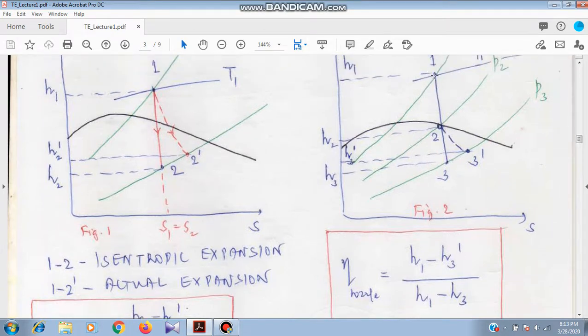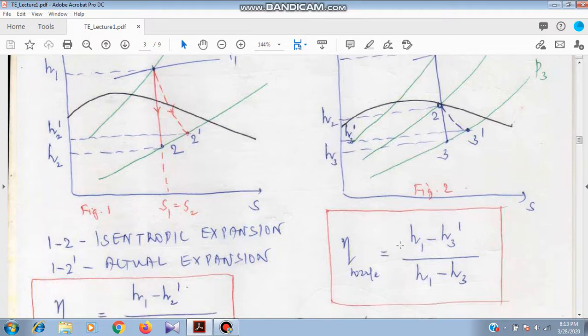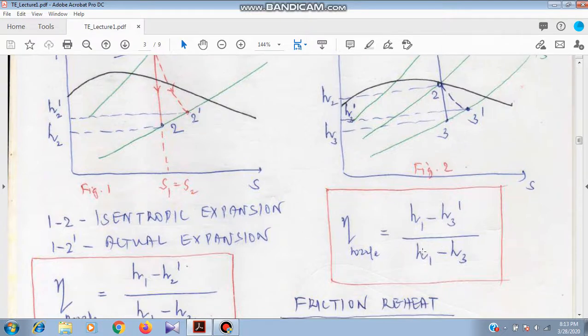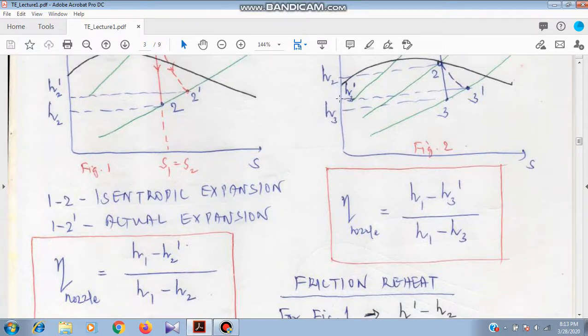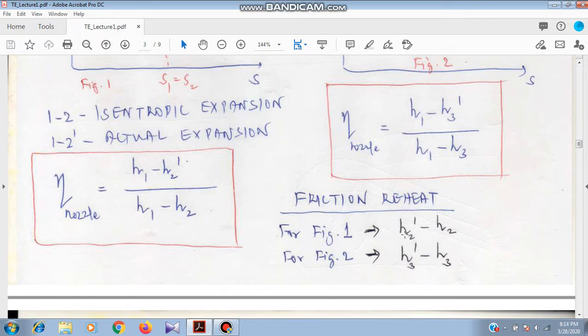And the actual enthalpy drop is H1 minus H3 dash, and the isentropic enthalpy drop is H1 minus H3. So the actual drop H1 minus H3 dash is less. So the lower value is in the numerator. So the nozzle efficiency for a convergent divergent nozzle is H1 minus H3 dash by H1 minus H3. And this increase in enthalpy, that is for a convergent nozzle, it is H2 dash minus H2, and for a convergent divergent nozzle, that is H3 dash minus H3, is called friction reheat.